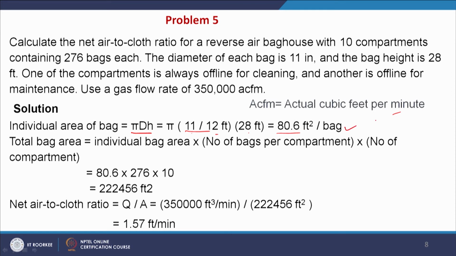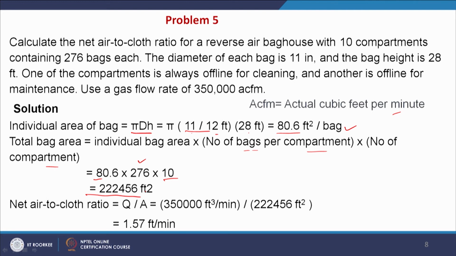Now, for the total bag area, we have the individual bag area into the number of bags per compartment into the number of compartments. So, we have 10 compartments and per compartment we have 276 bags, and one bag has 80.6 feet squared. So, this is the total area of the bags, that is 222,456 feet squared.